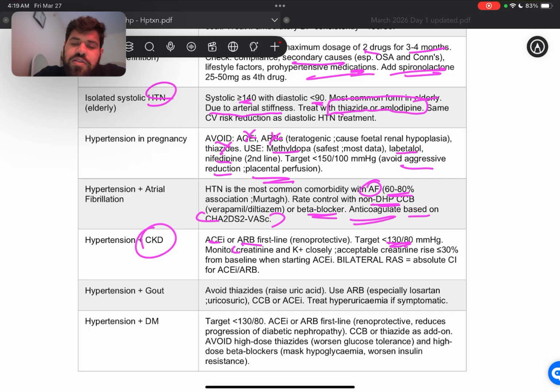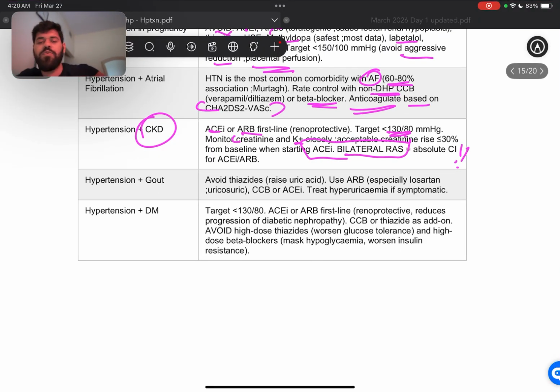We have to also monitor the creatinine and potassium closely because again it's kidney related, plus we're giving them ACE inhibitors and ARBs. The acceptable creatinine rise should be less than 30% from baseline when we had started the ACE inhibitors. And when are ACE inhibitors and ARBs contraindicated? When there is bilateral RAS. All right, this is important.